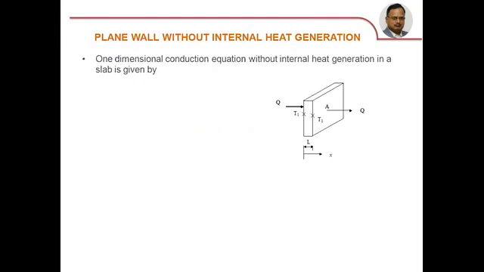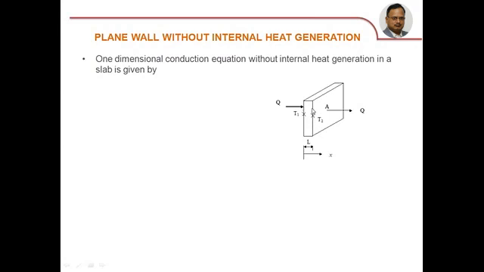Before going to the problems on internal heat generation, now let us see how to apply the boundary conditions for a plain wall or slab while solving a conduction heat transfer problem without internal heat generation. Once you understand this, adding one more term will give you the solution for with internal heat generation. So take a slab, one face is maintained at T1, other face is maintained at T2.